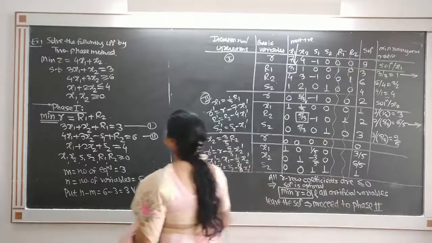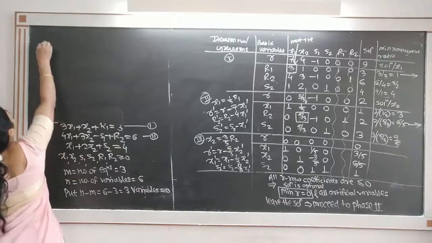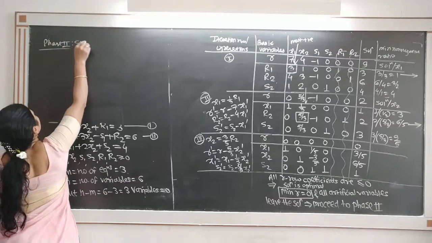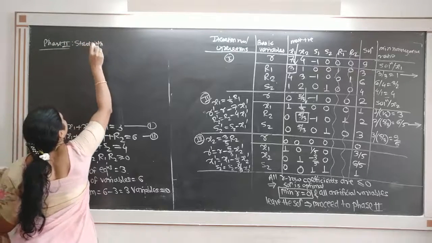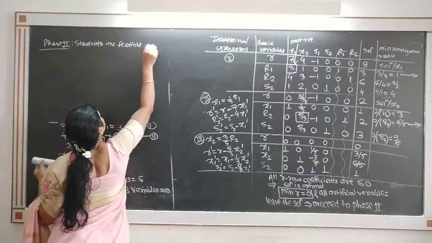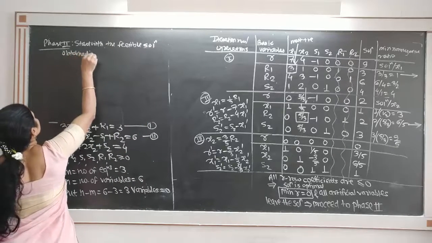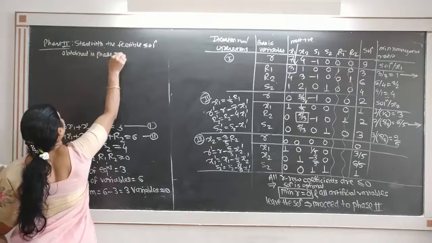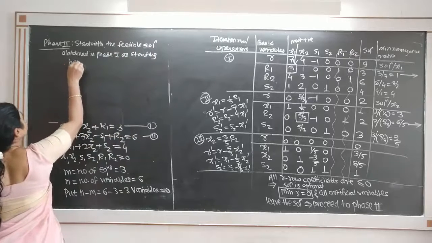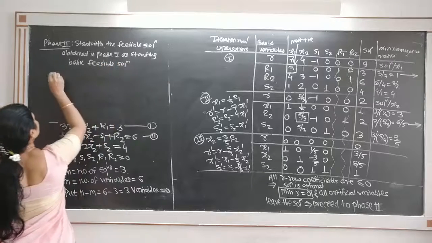So now consider phase 2 of the problem. So what is phase 2? In phase 2, start with the feasible solution obtained in phase 1 as the starting basic feasible solution.